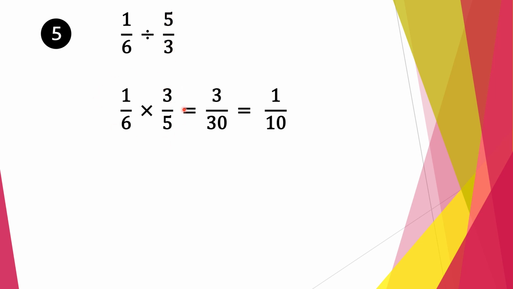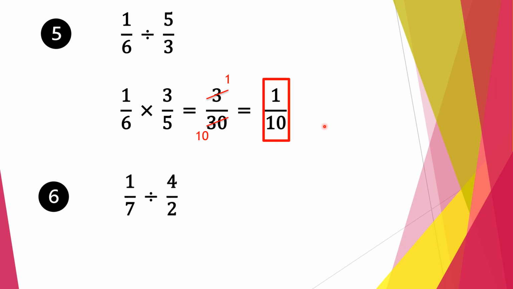Now we go multiplication. So we times the numerator first. 1 times 3 is 3, and then we times the denominators. 6 times 5 is 30. Top and bottom is divisible by 3. 3 goes into 3 once. 30 goes into 3 10 times. So our solution is 1/10.